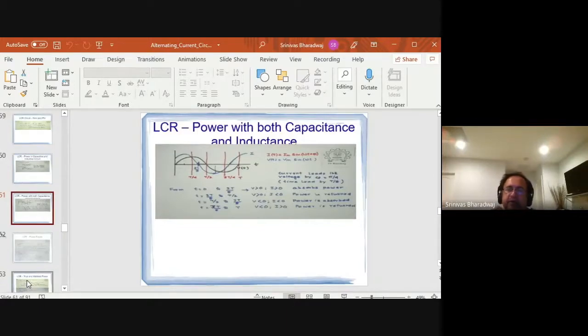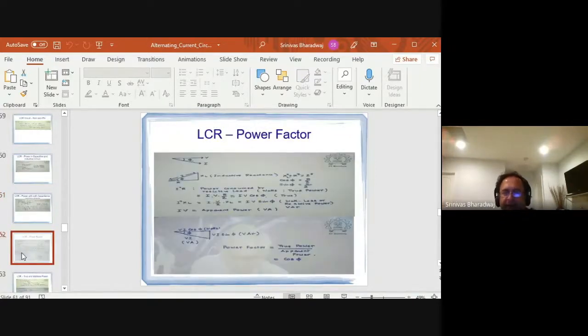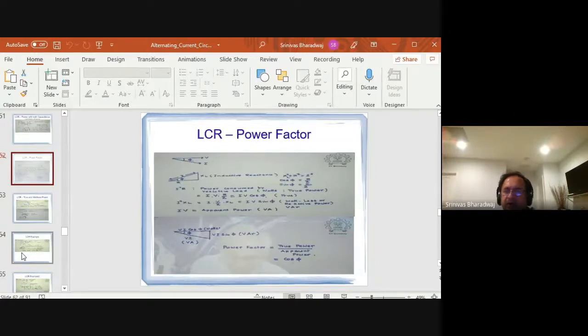When you have both the capacitor and the inductance, one will dominate over the other, and the circuit is net capacitive or net inductive. True power divided by apparent power is the power factor. Apparent power is VI. True power is VI cos phi, or V square by Z cos phi. You divide the two and you have the power factor, which is cos phi.